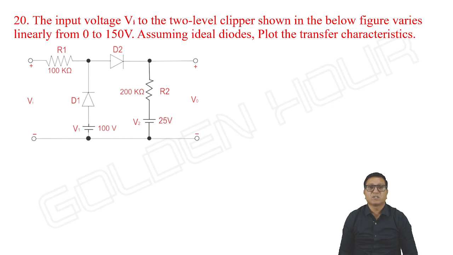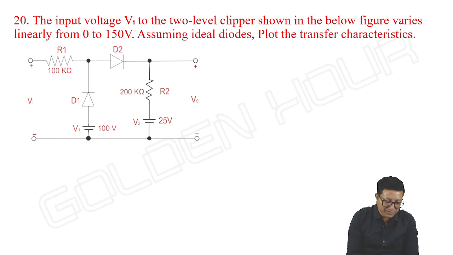The input voltage Vi to the two-level clipper shown in the below figure varies linearly from 0 to 150 volts. Assuming ideal diodes, plot the transfer characteristics. Okay, it's similar to the previous problem only. So how do we do this?